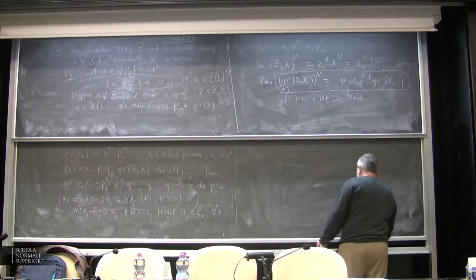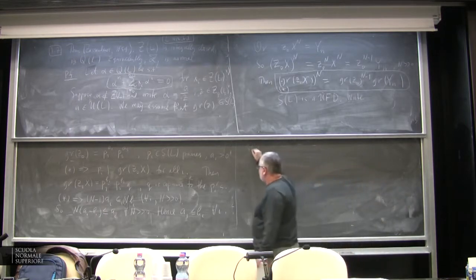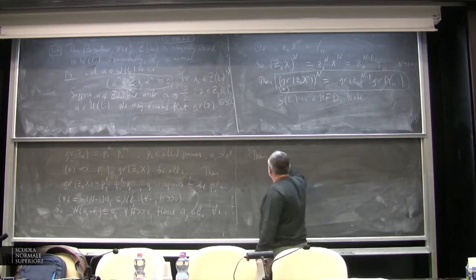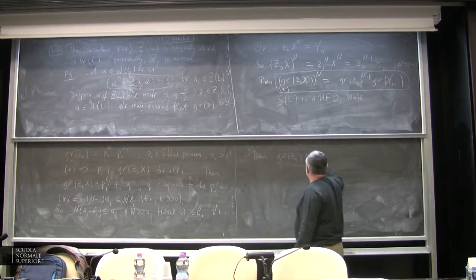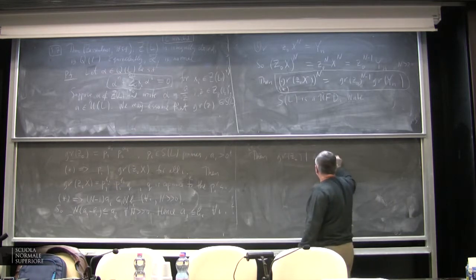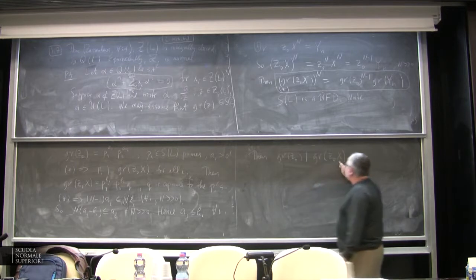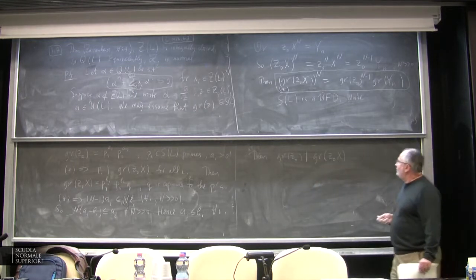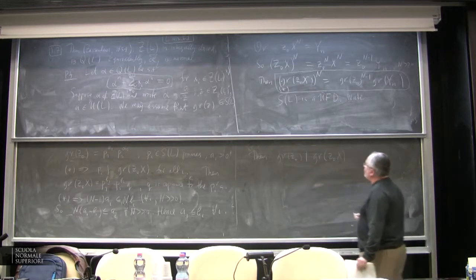And then, since this holds for all i, we may conclude that zero actually divides zero of that zero x. Remember, this x does not belong to U of L. It belongs to omega, but not to U of L. Still, we have this property.